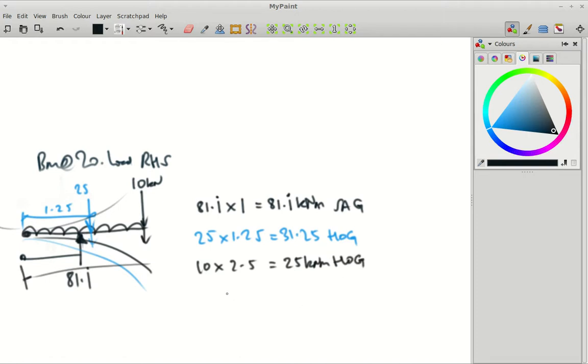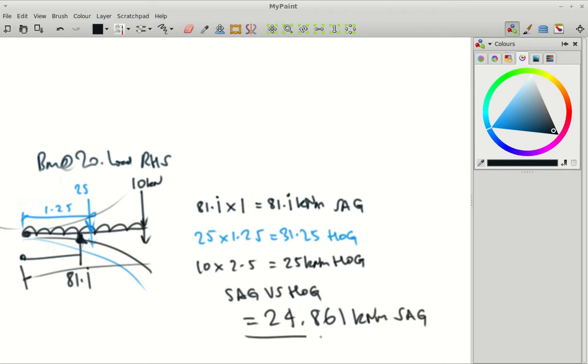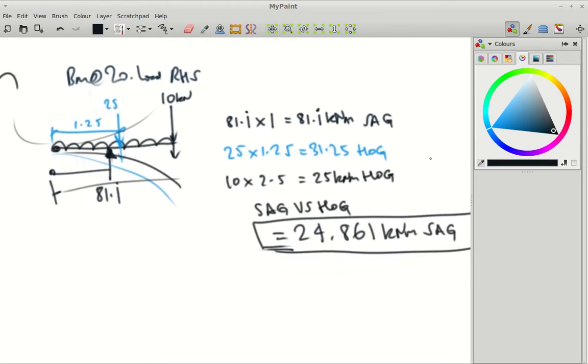So again, if we've got sag versus hog, we've got 81.1 recurring sag, take away 31.25 hog, take away another 25 hog, gives us a total, a victory for sag again, of 24.861 kilonewton meters, and sag wins. So sag's outnumbered both of the hog moments there by 24.861, so that's the value we'd plot there.